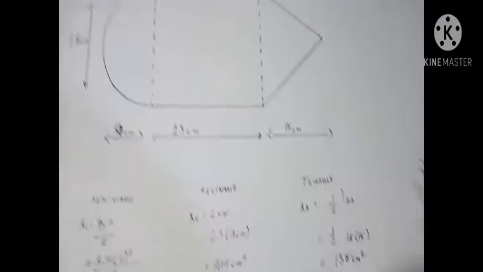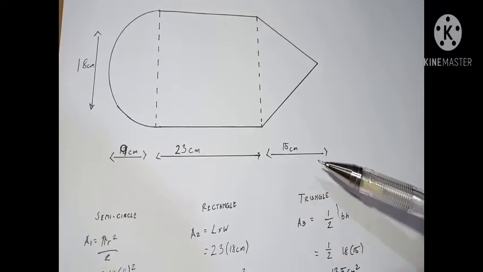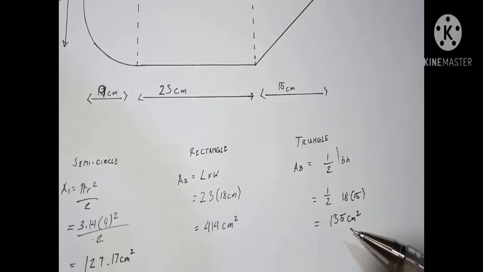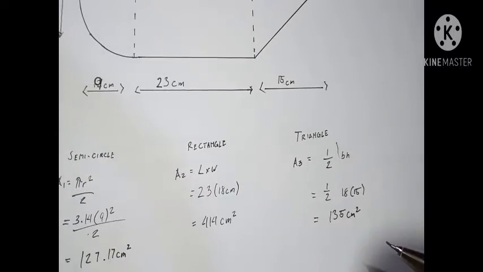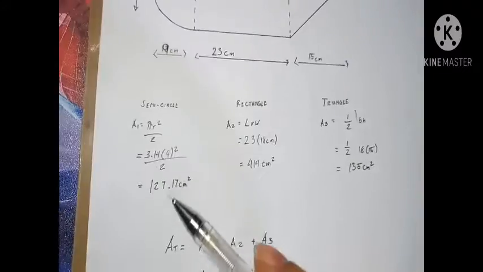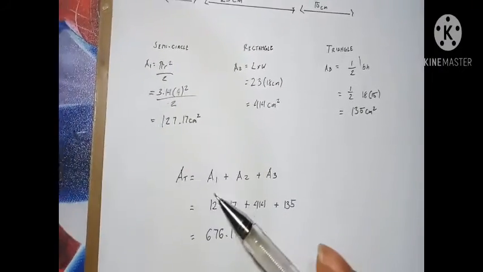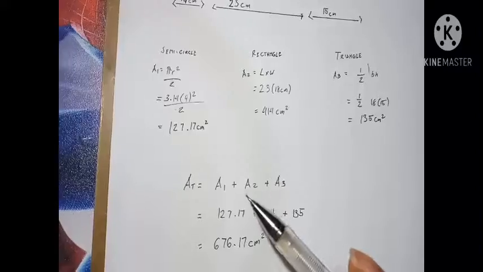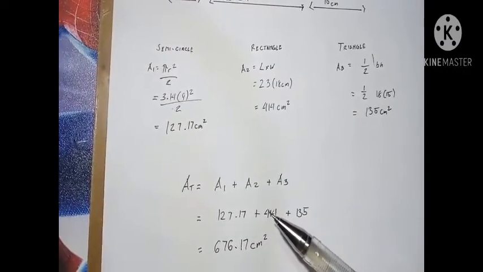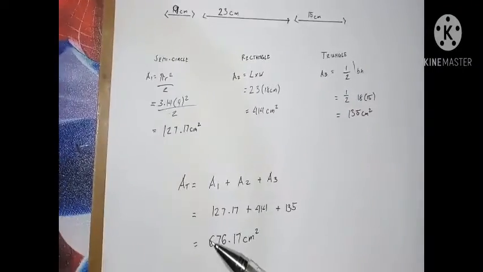So the base of the triangle is 18 centimeters and the height is 15 centimeters. So 18 times 15 over 2, the answer will be 135 centimeters squared. So we have all the areas of these three shapes. Then all you have to do is just add these three. A1 plus A2 plus A3 will be the total area of this composite shape.